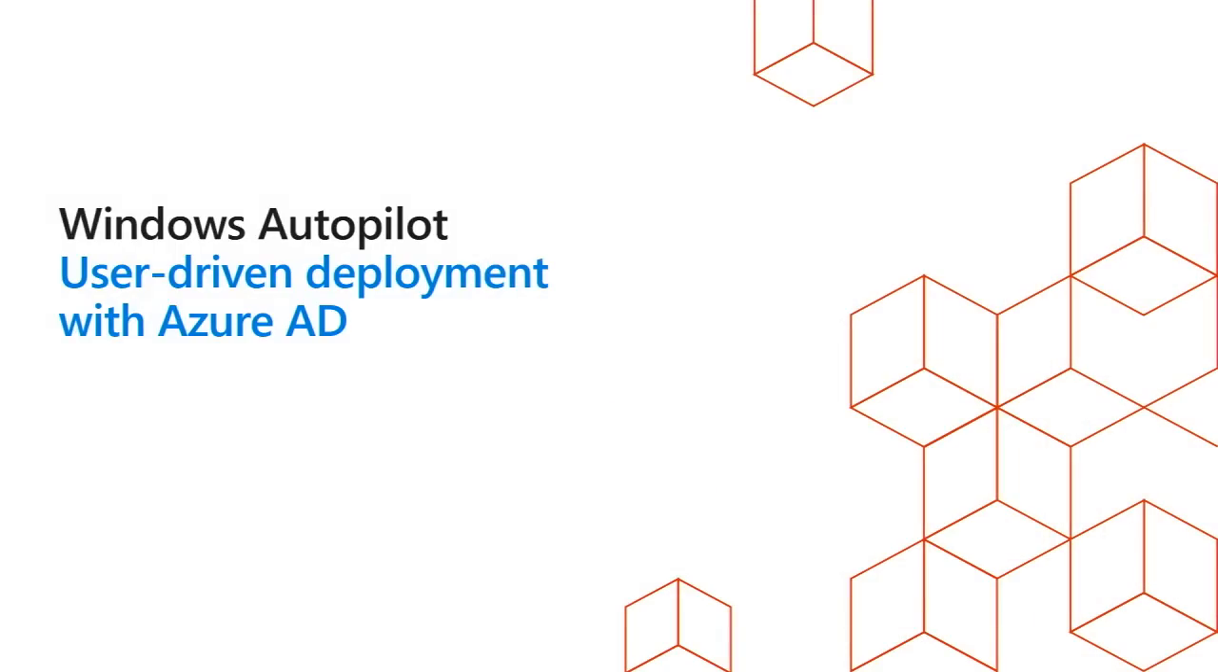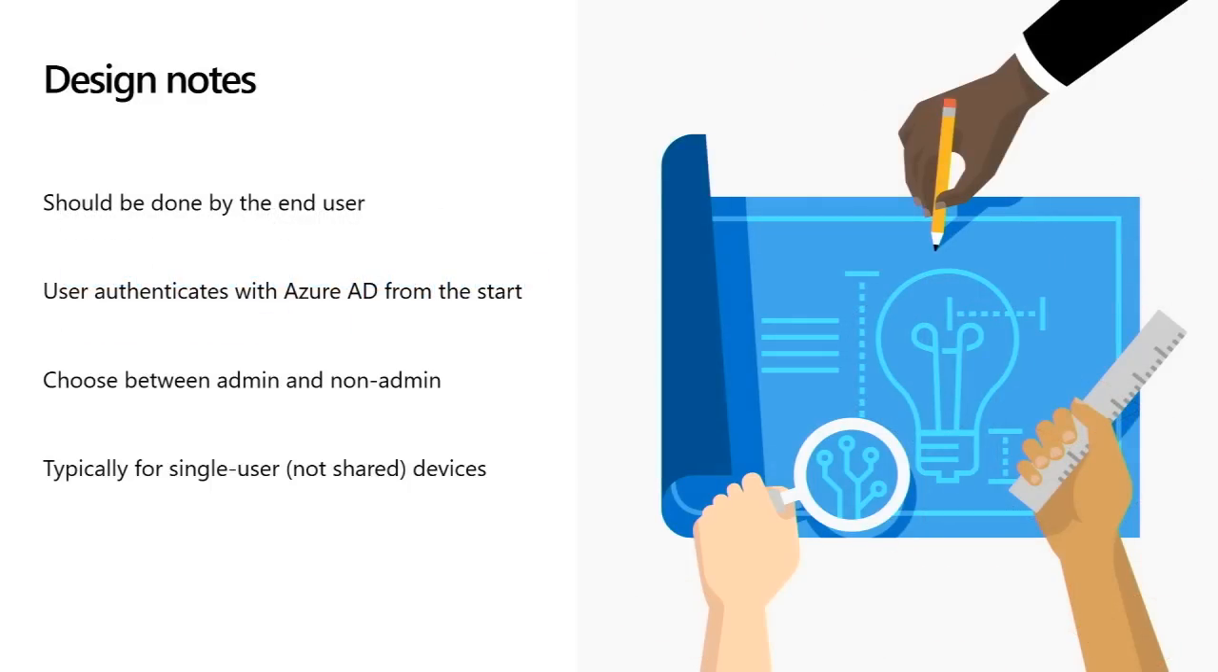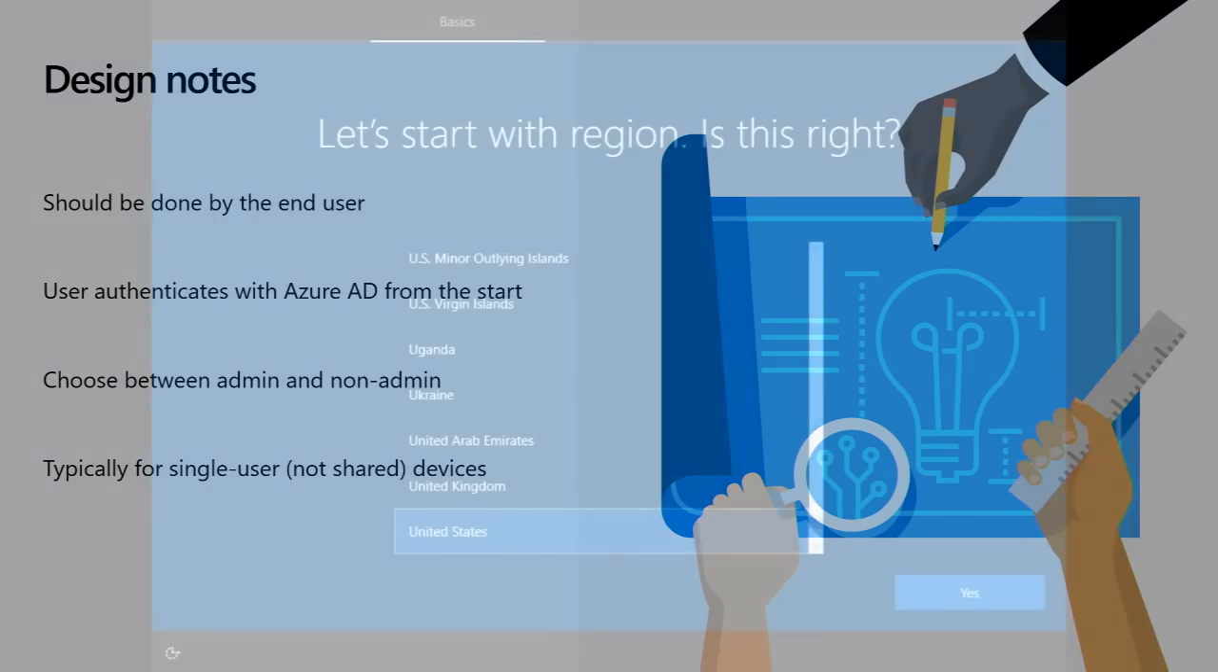So the first one, user-driven deployment with Azure AD. Let's talk very quickly about this. First couple of things. One, these are usually one-to-one type of devices. The Autopilot scenario should be gone through by the end user. The user authenticates with Azure AD at the start of the flow, and you have a choice as an IT admin to choose whether that user is going to be a standard or an admin. Basically, the standard deployment profile settings that I've shown and talked about previously. And what this flow looks like is here.